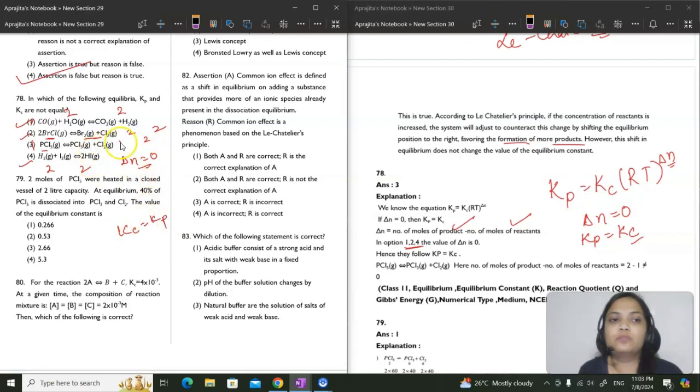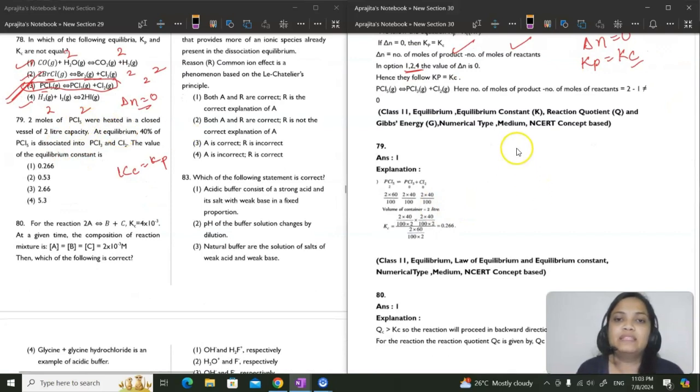But in the third option, the delta n value is not 0, because it is 1. So here Kp and Kc will not be equal. So the answer is option 3. Okay, 79th question.